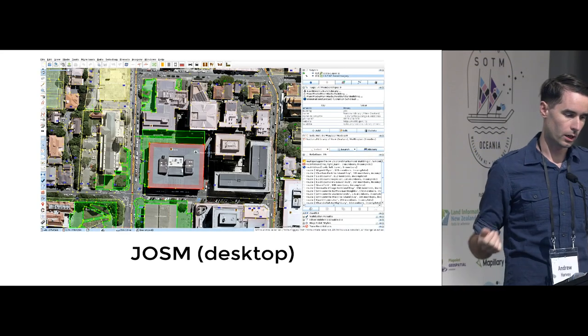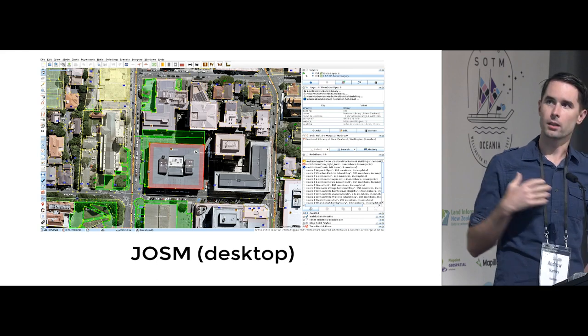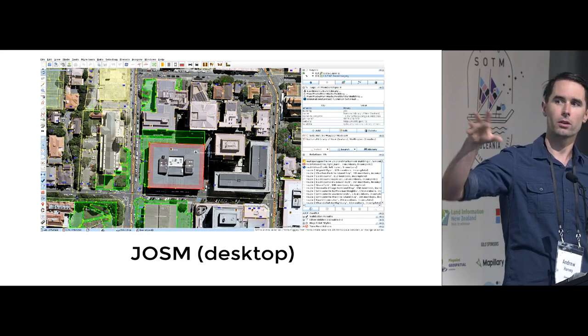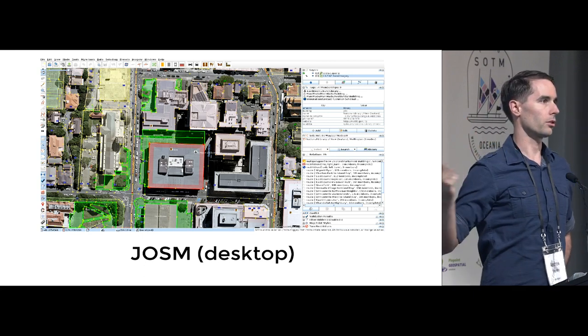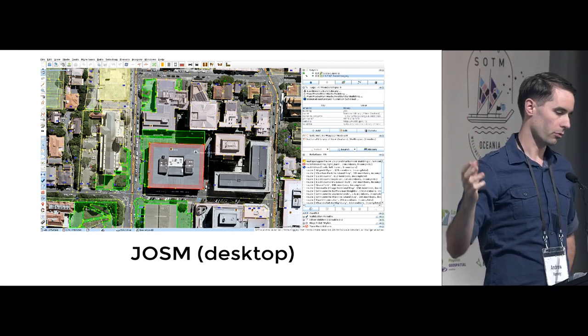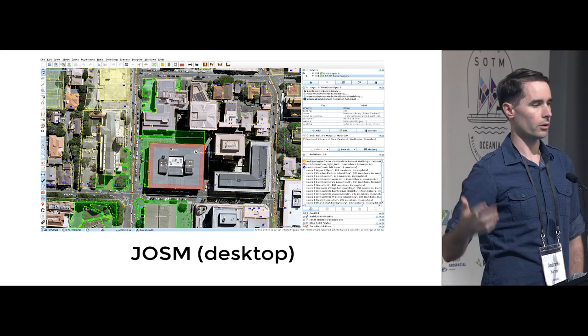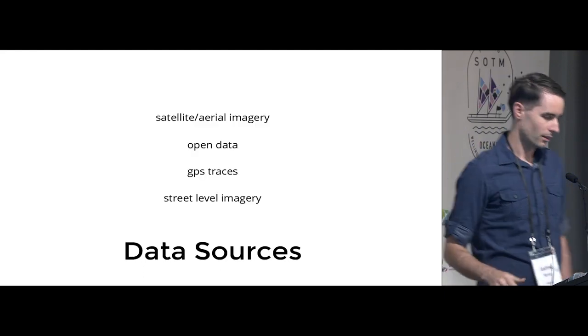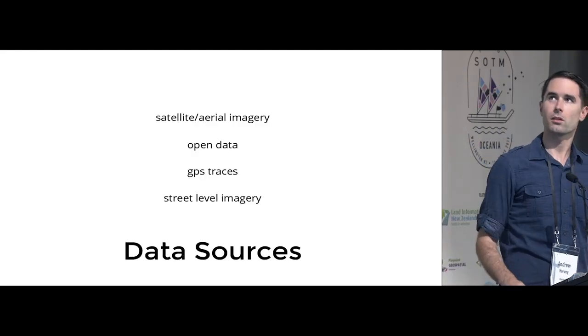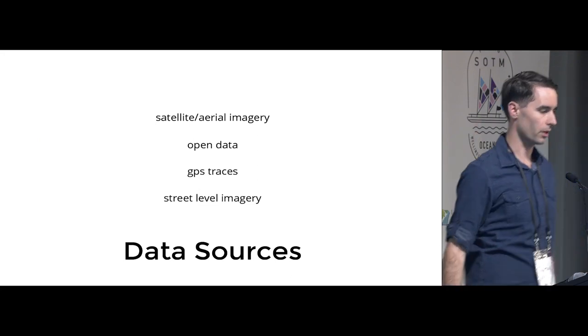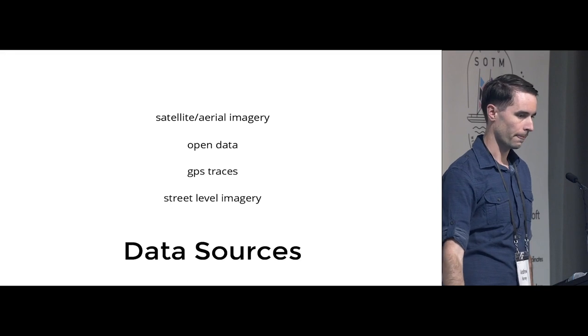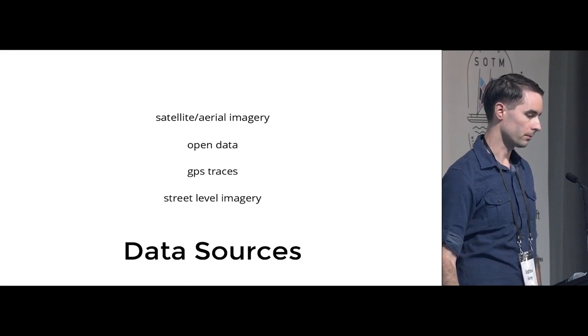And if you're like me and you want to use a more advanced editor, I'd certainly recommend JOSM. You can just install it on your desktop computer. It works really fast, and you can go into a lot of detail. And in terms of data sources, you can use aerial imagery, open data, GPS traces, street level imagery. All these kinds of things are useful for OpenStreetMap mapping.